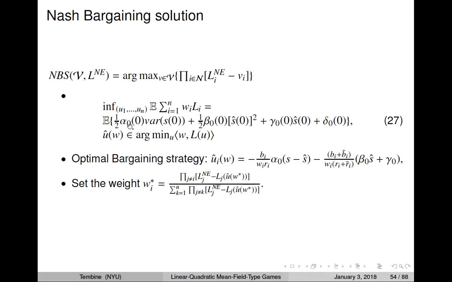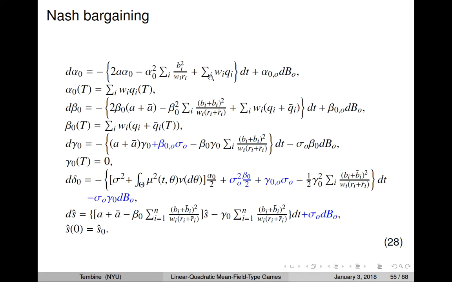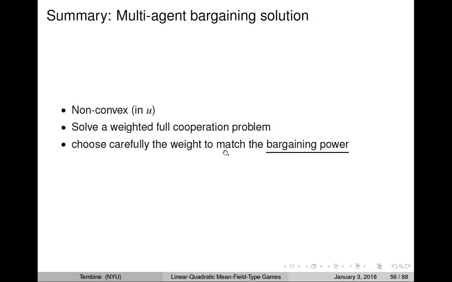Why can we do this? Well, we are assuming that the choice space here is convex, and the loss functional is quadratic, so it is convex and so on. So the Nash bargaining solution is explicitly given here with the appropriate Riccati equations that are stochastic and so on. The weights will be the bargaining power.